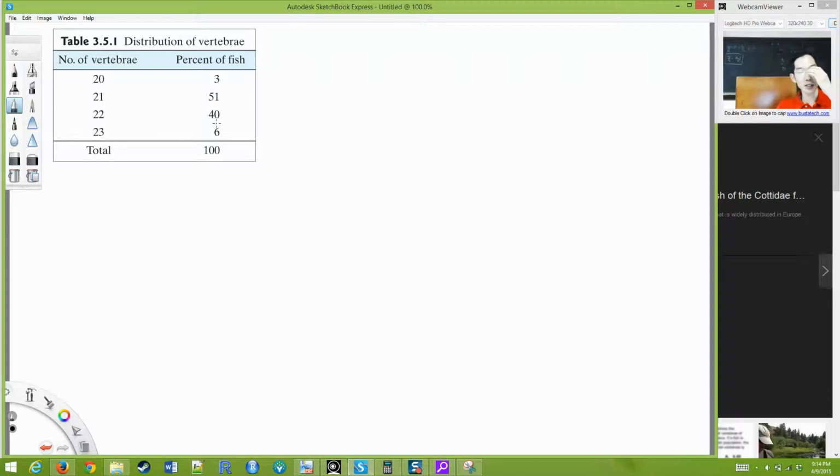So the question is, what is the mean number of vertebrae in this species of fish? Okay. So we have a distribution here. It says 3% of the fish have 20 vertebrae, 51% of the fish have 21 vertebrae, 40% of the fish have 22, and 6% of the fish have 23.